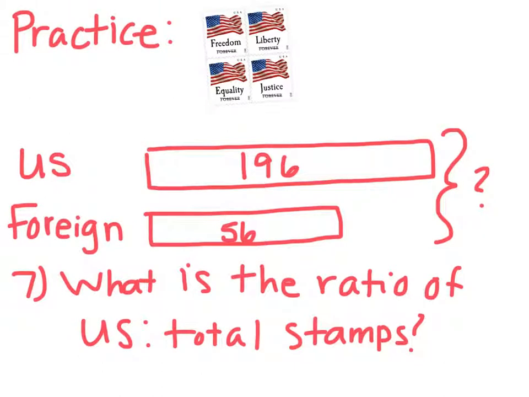Here's a practice problem for you to try. Stanley collects stamps as a hobby. In his collection, he has 56 foreign stamps and 196 U.S. stamps. What is the ratio of the number of U.S. stamps to the total number of stamps that Stanley has? Okay, so you're going to write a ratio for 196 stamps compared to the total number of stamps. You'll have to add to solve for that. Press pause while you work, and when you come back, we're going to learn how to find another term given the ratio and a single term.